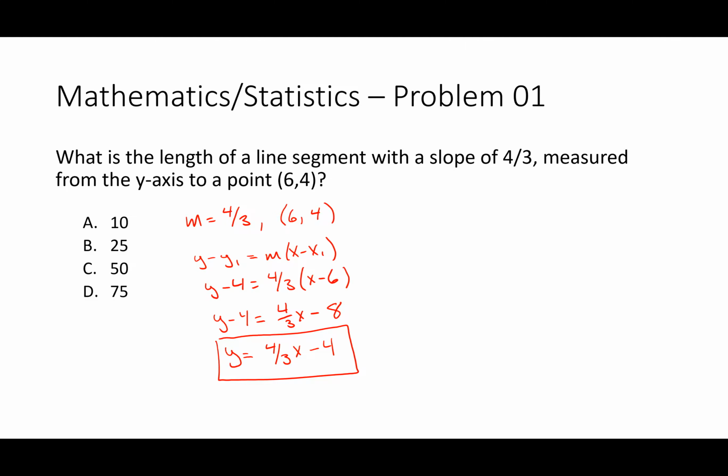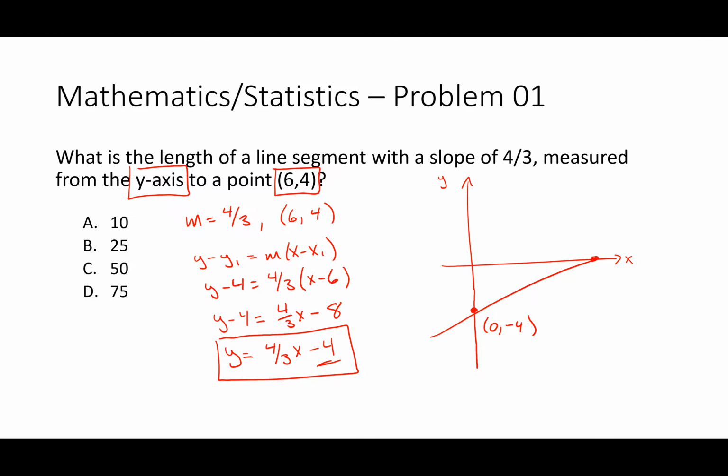And we're measuring the length of that segment from the point (6, 4) to the y-axis. Maybe we ought to just graph this line. This is the x-axis, this is the y-axis. If I look at this line, what do I know about it? Well, I know it crosses the y-axis at (0, -4), because minus 4 is the y-intercept right here, and so the line's probably going to look something like that.